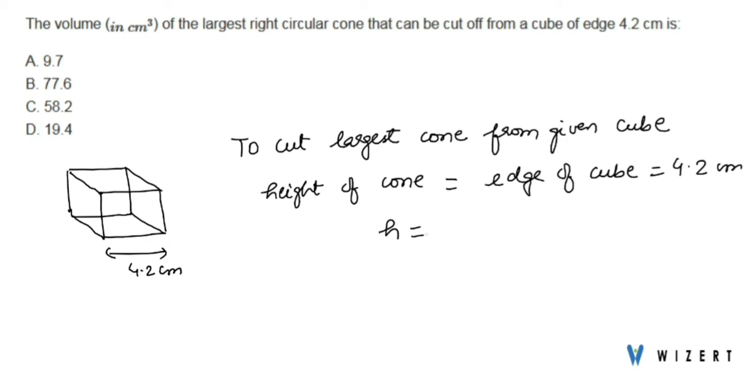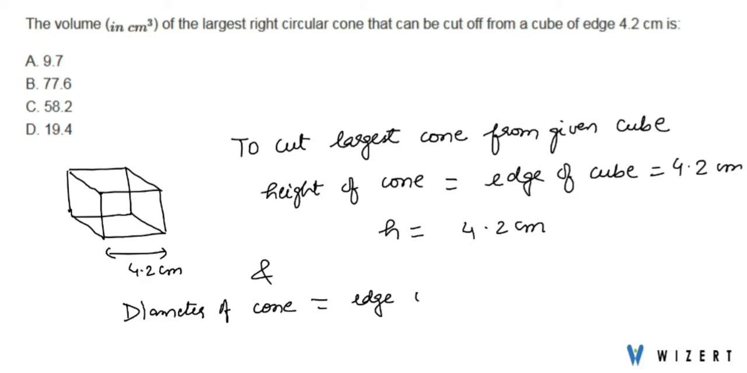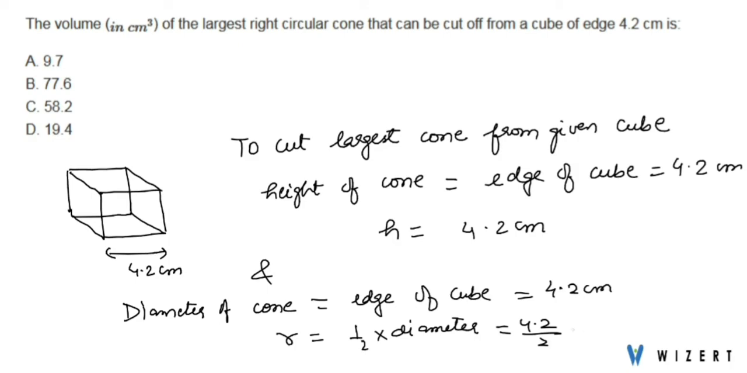So we can say if height of a cone is 4.2 centimeter, and one more condition is important here, that the diameter of that cone or the largest cone that we have to inscribe from here must be equal to the edge of cube, which is 4.2 centimeter. So we know that the radius is half of the diameter. So from here we can find out the radius as 4.2 divided by 2, which is equal to 2.1 centimeter.